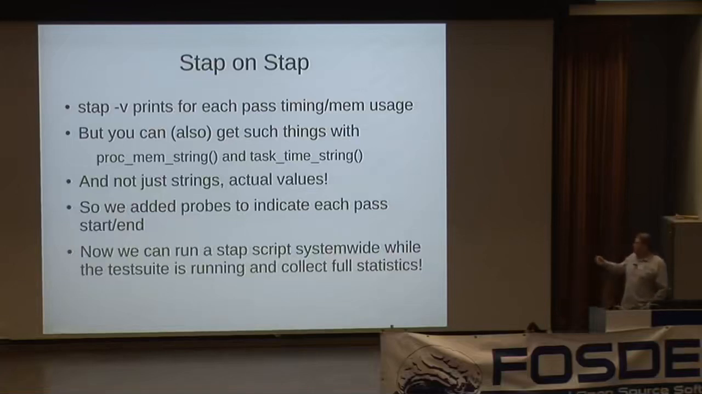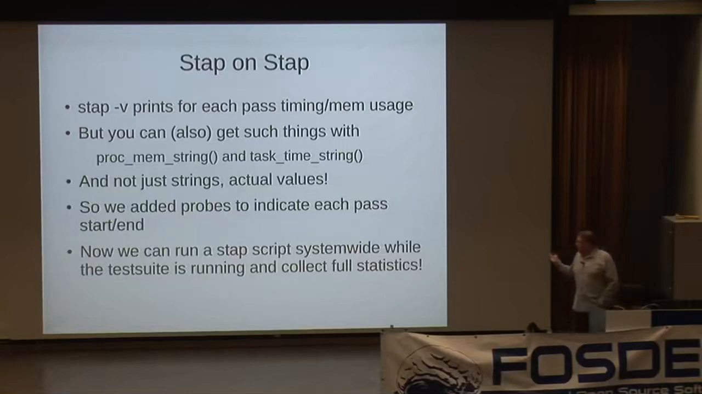Because if you have these probe points, then we actually provide functions like the memory the process is using at that time, or the time a task spent. And we actually provide the actual values, not just the strings, so people don't have to parse out your -verbose output.